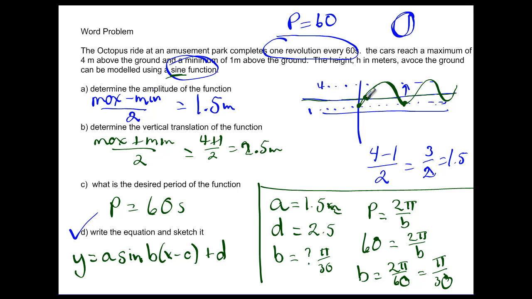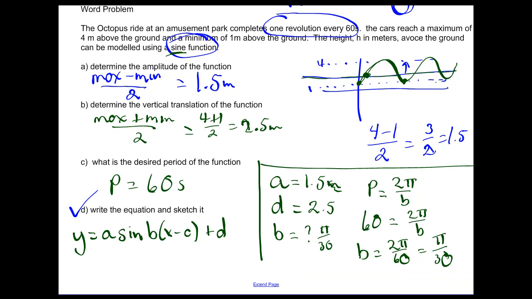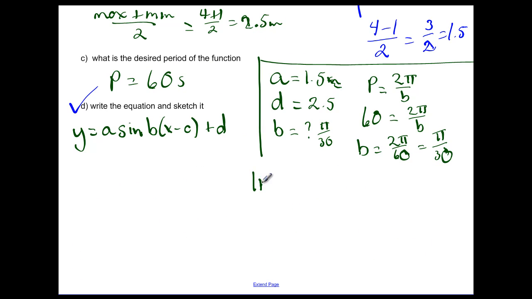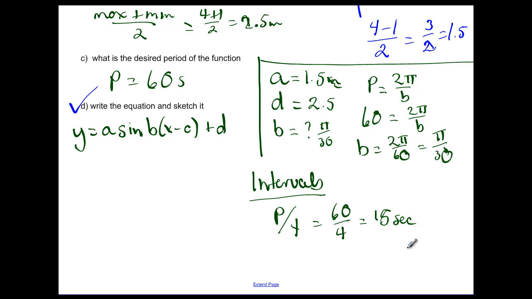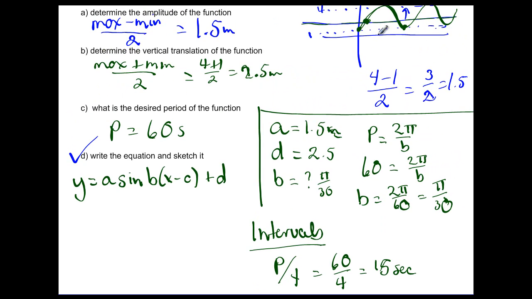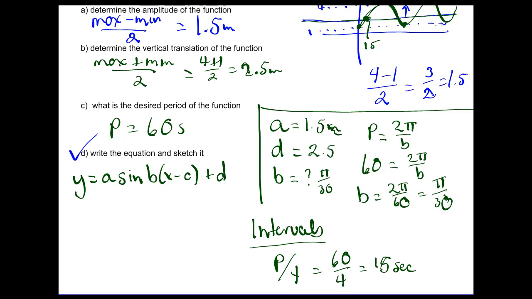And that will be found by taking the period, and remember our interval. To find the intervals, we take the period and divide by 4. So in this case it's 60 divided by 4, or roughly every 15 seconds. So from a sine curve, we are going to have a little bit of a shift to the right of 15 seconds. We'll do a better sketch of this in a moment.